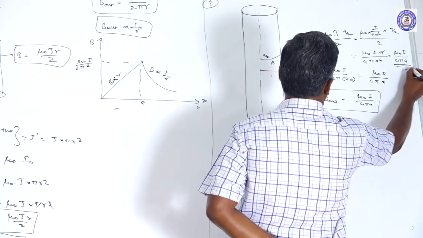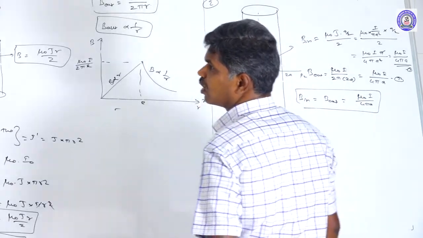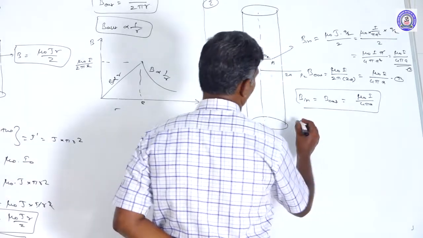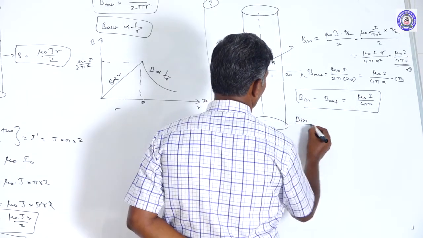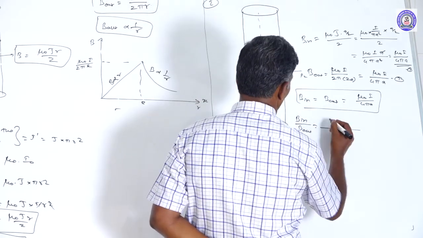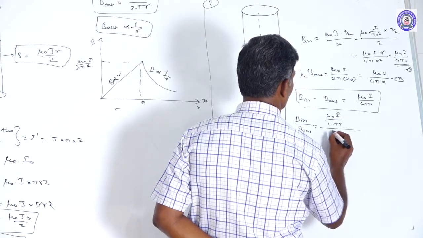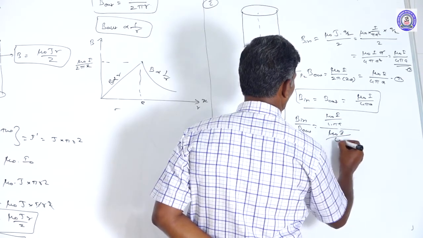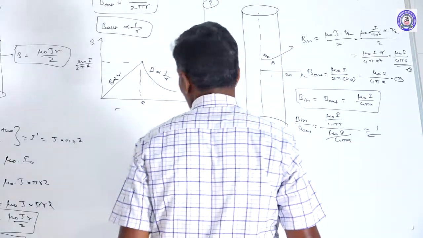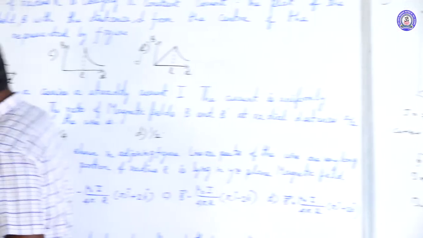Otherwise, this is equation 1 and this is equation 2. They are asking for the respective ratios. That's why B in divided by B out gives the same values. We obtained mu naught I by 4 pi A divided by mu naught I by 4 pi A. Both cancel, and we get the ratio value as 1. Our option is option A.